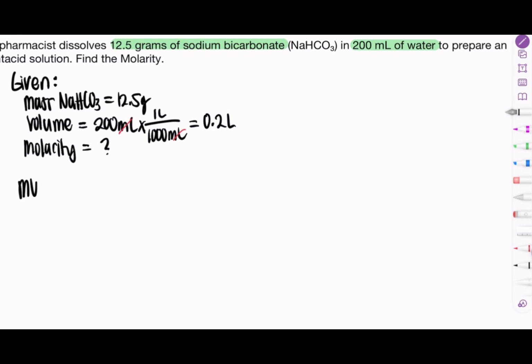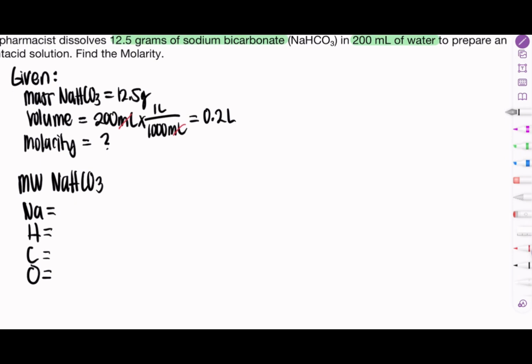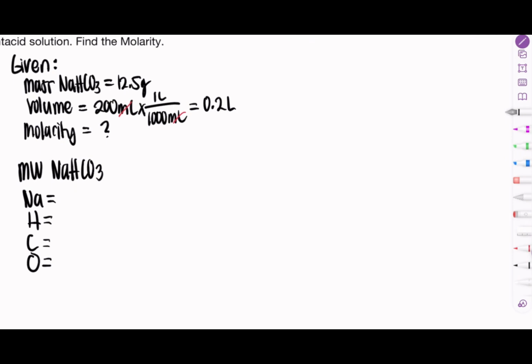So the molecular weight of our sodium bicarbonate is to be solved like this: sodium, hydrogen, and carbon, and also oxygen. So each element will be solved separately, so that we can add them up and it will serve as their molecular weight. So sodium is 23.